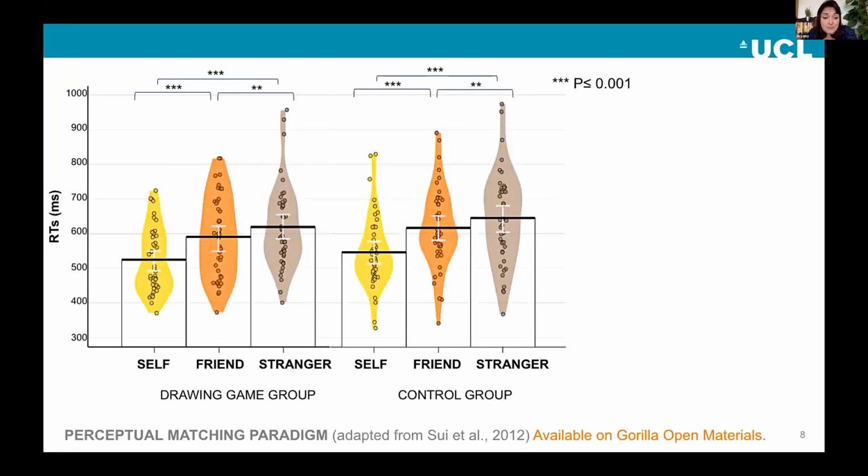results from my study. So here you can see that in the drawing game group, the people that chose a voice and played the game, they have prioritized the self voice significantly more in comparison to the other voices that they heard in that game. But actually, in comparison to a control group who just chose the voice and didn't play this game, the results are exactly the same. There's no significant difference.